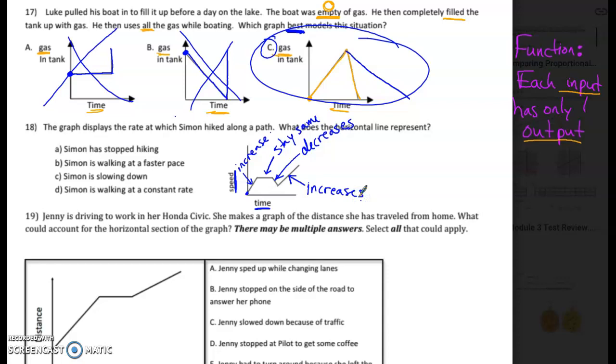So, now let's look at the choices. Simon has stopped hiking. No, nowhere does he stop hiking. So it can't be A. Simon is walking at a faster pace. Okay, we're looking at the flat piece of the graph. So he's not speeding up there. He's not slowing down there, but his speed is staying the same. He is at a constant rate. So D is the best answer.